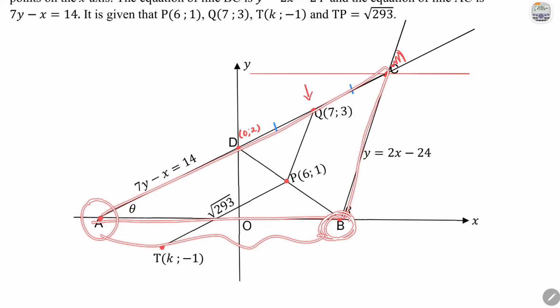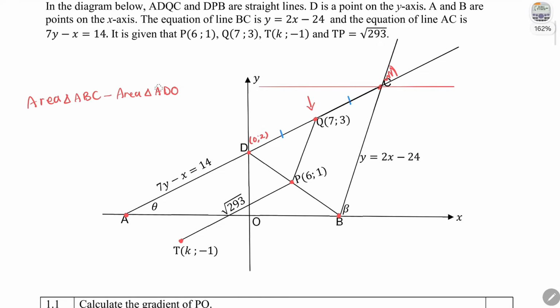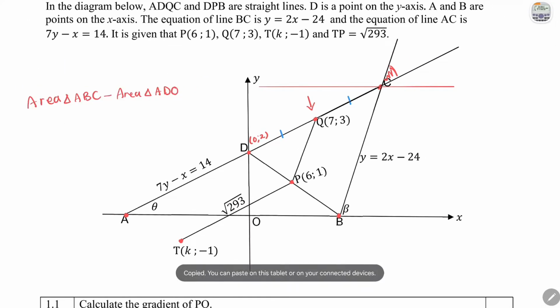Okay, so let's go ahead and go with that. This is our strategy that we're going to use here. We're finding the area of triangle ABC, and if you subtract that by the area of triangle ADO, then we will find this. So let's just keep this in mind, and that's what we're trying to do.